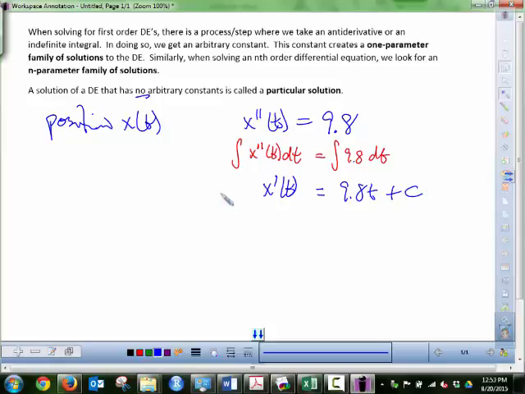Now, I still have a differential equation, so I have not completely solved for x yet. But I can do that with just one more step. So let's take the integral of this again.